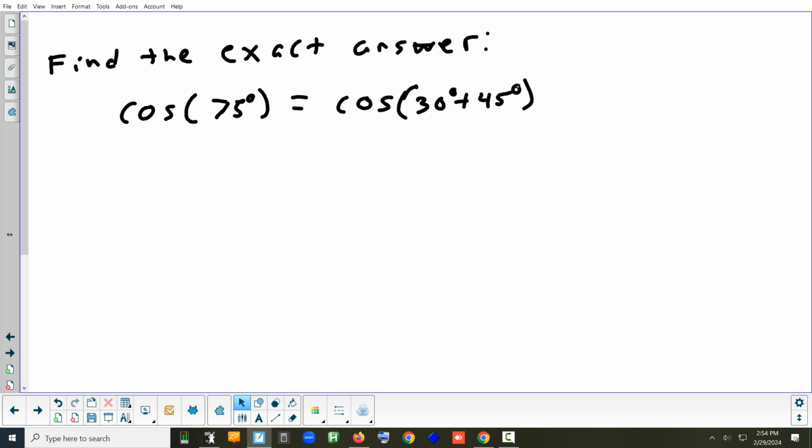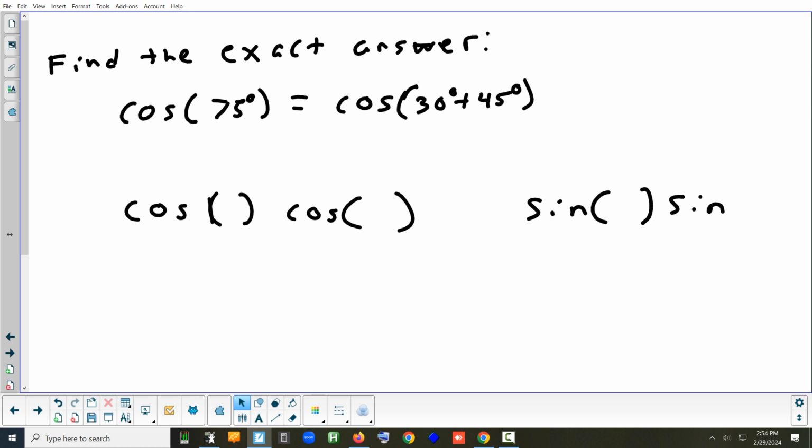So now we're doing a cosine sum. When we do a cosine, are the trig functions grouped together or are they mixed? Yeah, grouped together. So we group them: cosine, cosine, sine, sine. And what symbol is going to go between them? Yeah. Addition. When we're doing sine, we keep it the same. When we do cosine, it's the opposite.